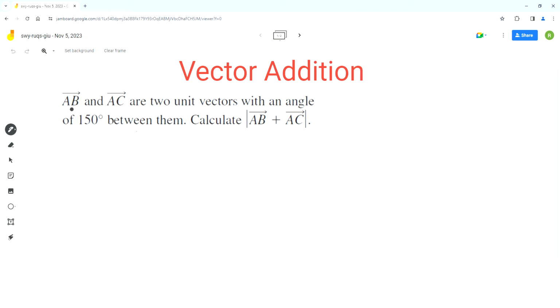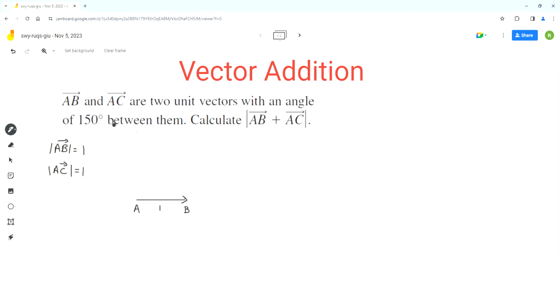Now we are given that vectors AB and AC are two unit vectors. That means their magnitude is equal to 1. So the magnitude of vector AB is equal to 1 and the magnitude of vector AC is equal to 1. So when we draw these two vectors, they should have the same length. So let's start by drawing these two vectors. So let's assume this is vector AB and its magnitude is equal to 1. So that means the length of this vector is 1 unit.